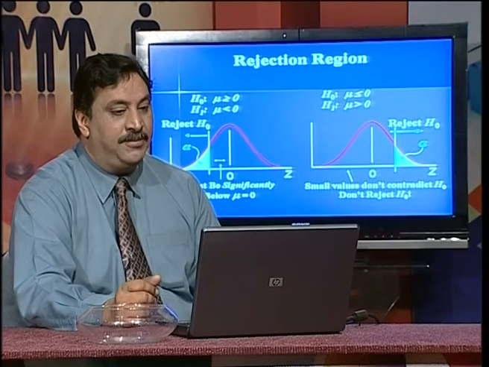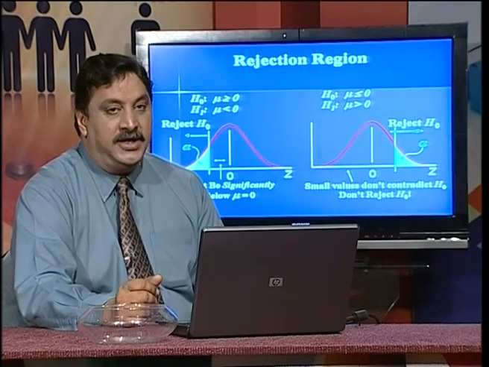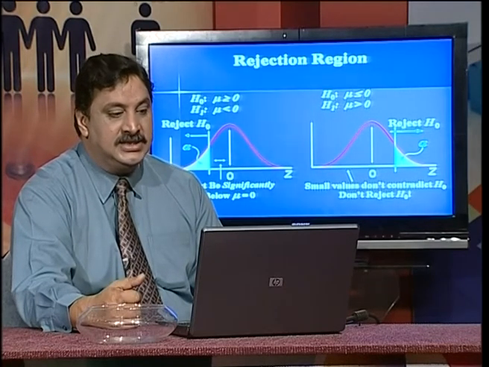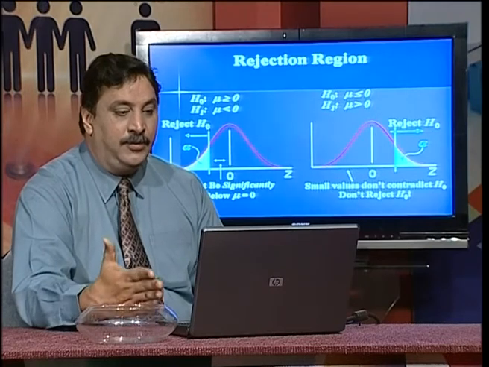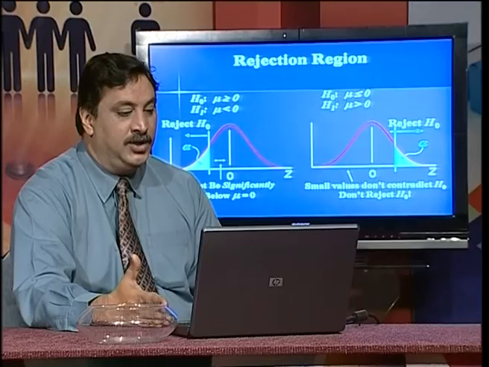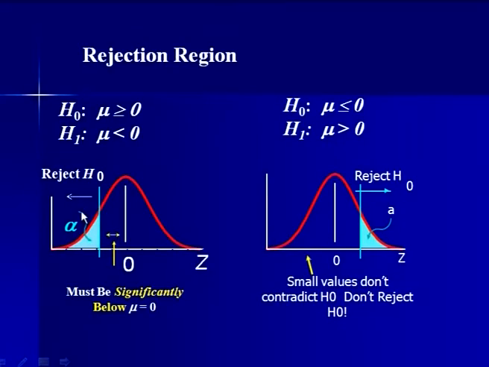Suppose in the first example, the null hypothesis is mu greater than or equal to 0 and the alternate hypothesis is mu less than 0. Definitely, when mu is less than 0, we use the left quadrant, and the shaded area here is basically the alpha. If the value of the test statistic falls in this shaded area, we reject our null hypothesis.